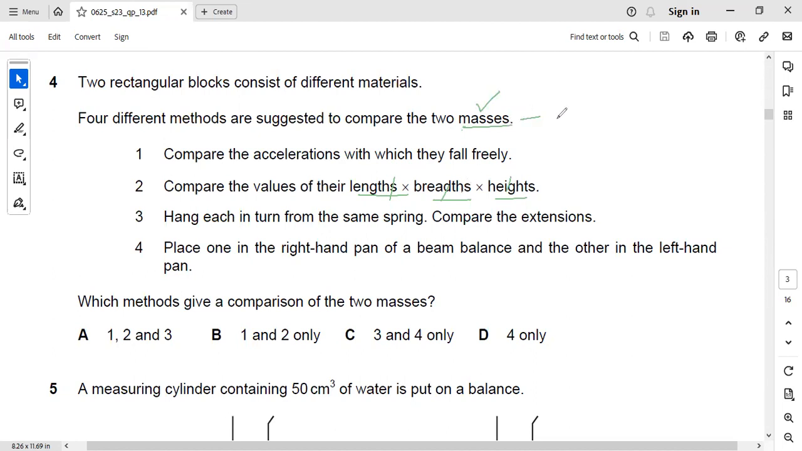Mass can be compared with the help of a balance. Hang each in turn from the spring balance and compare the extension. This is the right answer. Place one in the right pan of a beam balance and the other in the left pan. This is also right. With the help of a balance, we can compare the masses. So here 3 and 4 are right. So here the answer is C, 3 and 4 only.